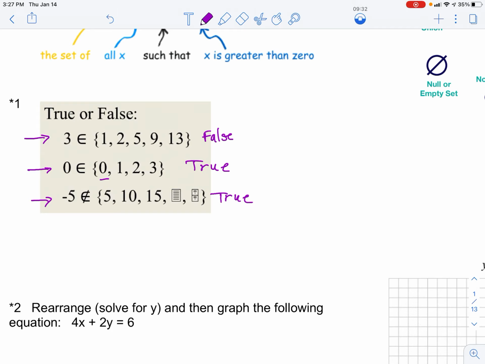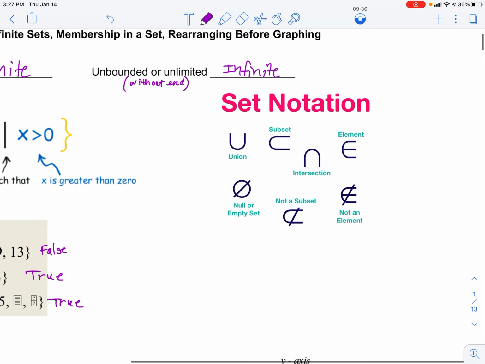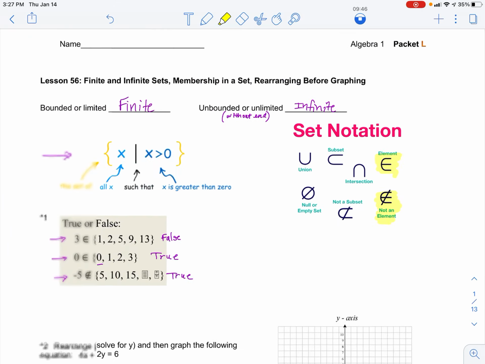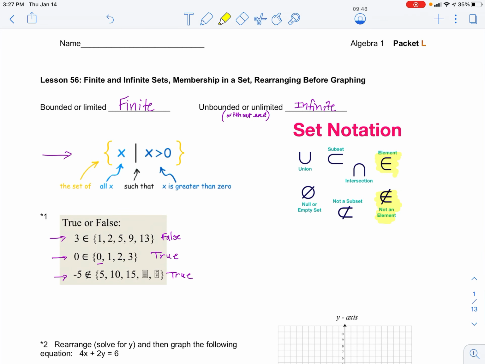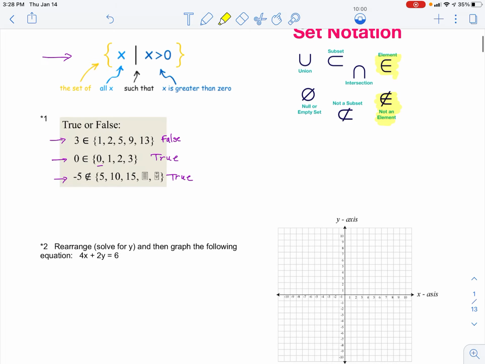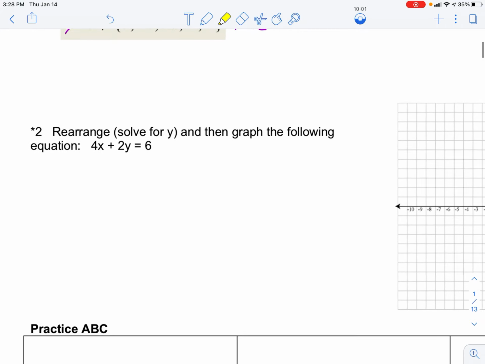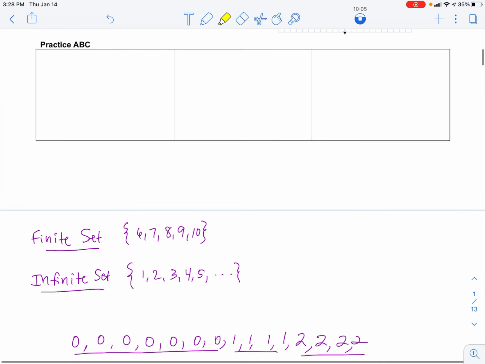It is making a true statement when they said 5 is not a member in that set. Okay, you also notice over here some symbols. Really and truly today, the ones we're most interested in is this one right here: not an element or not a member, or an element or a member. And that's why it's an E, because it's considering it being an element or a number.